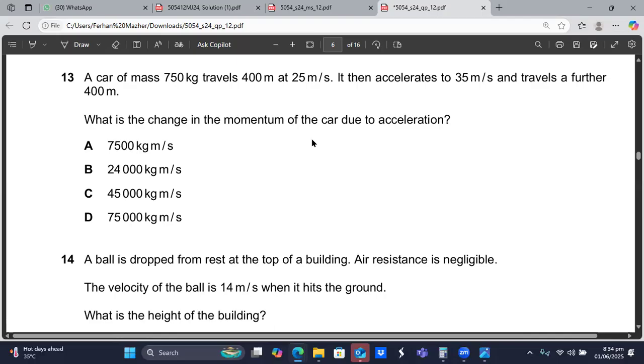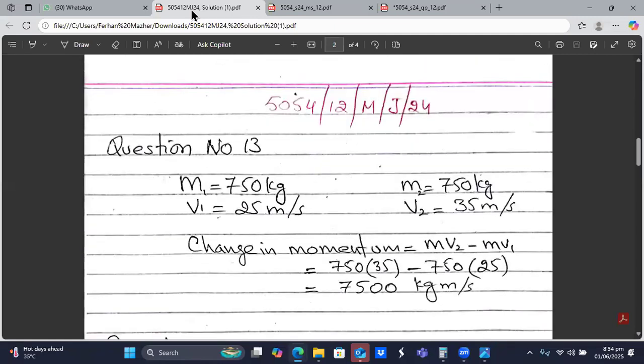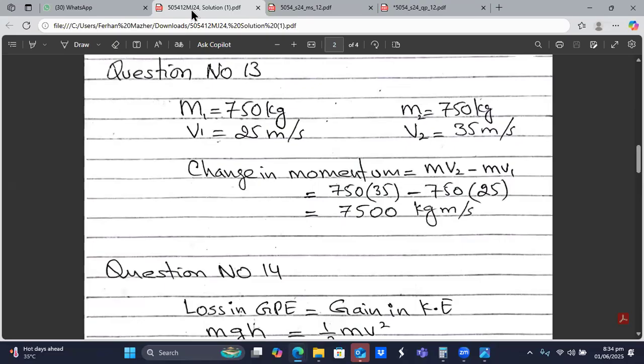You know, the momentum is the product of the mass and the velocity. Their question is, what is the change in the momentum of the car? The change in the momentum is the final momentum minus the initial momentum. And you know, M1 is 750 kg, V1 is 25 meter per second, M2 is mass is still 750 kg, and V2 is 35 meter per second. So change in the momentum is the final momentum minus the initial momentum.